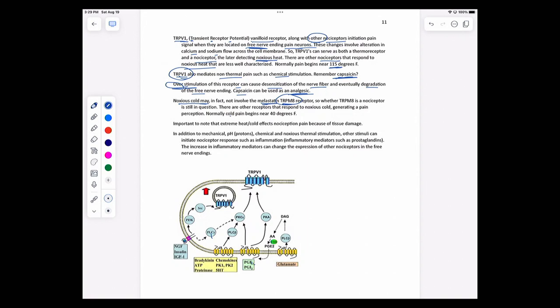And so what I'm telling you is it is probably unlikely that the TRPM8 is going to be involved in that pain pathway. More likely that there are other nociceptive receptors that respond to cold that are less characterized.